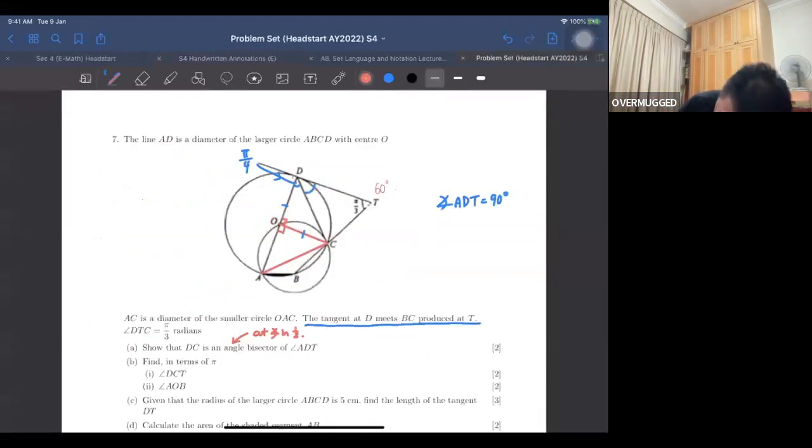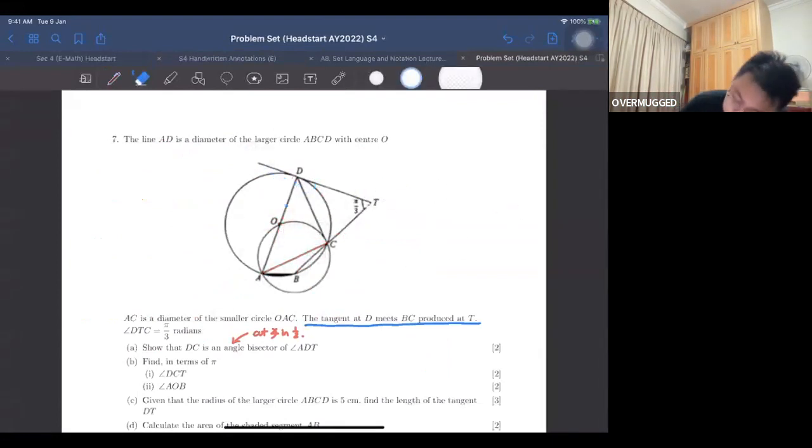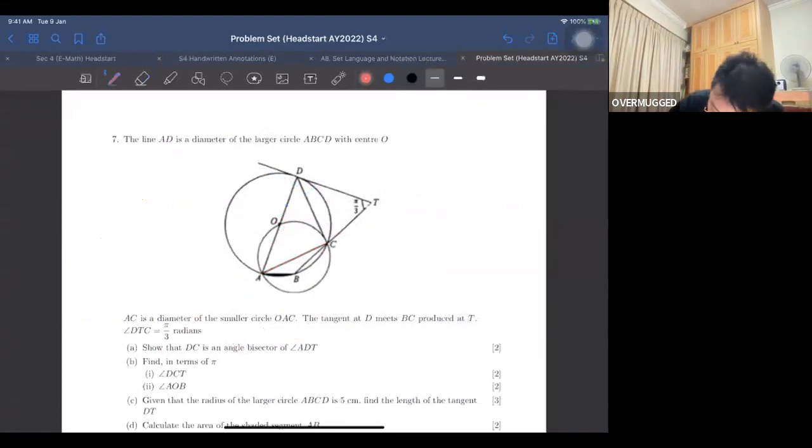Okay, I'll move on. Next, part B. You need to find, in terms of pi, what is angle DCT. So I'm going to erase all the lines because some are not necessary. Don't want to confuse people. So we're looking for DCT, which is this. Now this is straightforward because we literally have everything. We know that this is pi over 4, because of the question. So let's do that.